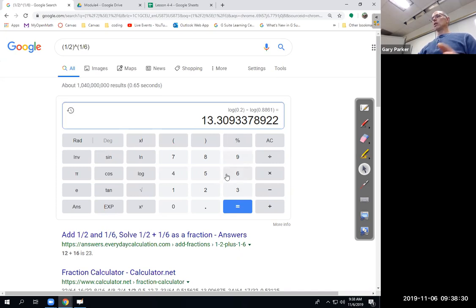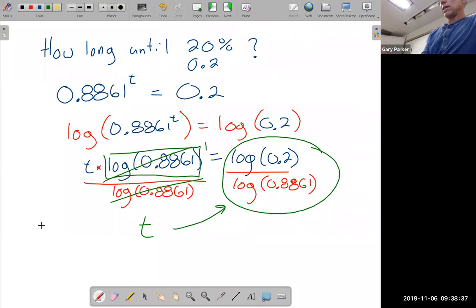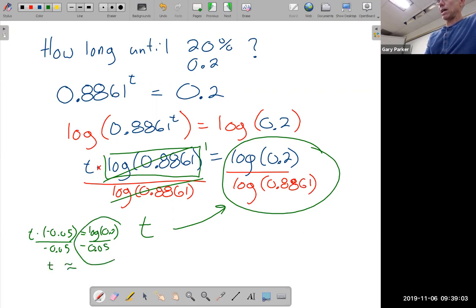Now, if I had gone by the other route where I rounded and then divided, my answer would be a little bit off. I could have said that the log of 0.8861, my calculator said, was about negative 0.05. And then I could divide by negative 0.05. But again, that's a rounded value, so it could introduce too much rounding error. And so t is also about equal to that.